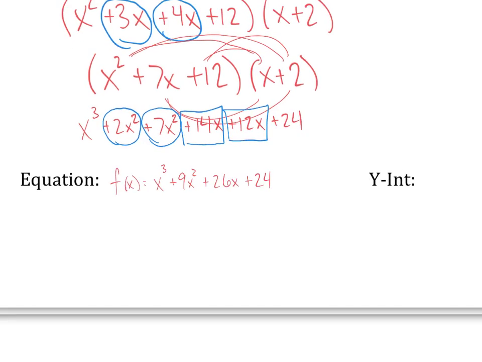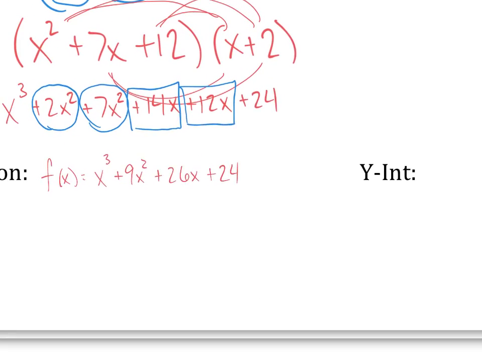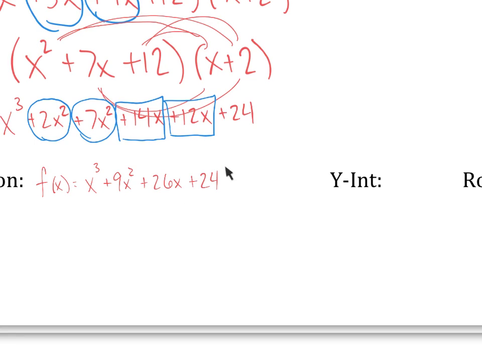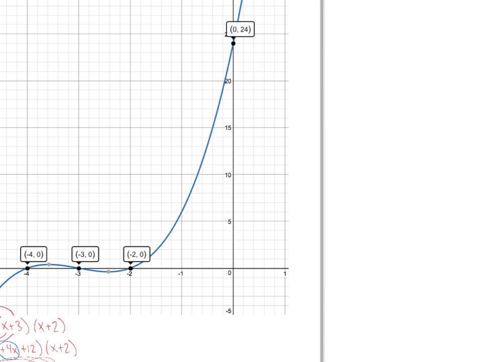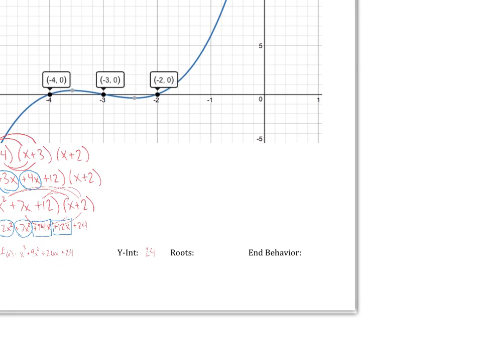Now, from this equation, we can determine the y-intercept. Remember, our y-intercept is whatever the constant is that's on the end. So the y-intercept in this case is 24. But we wouldn't have to necessarily just look at the equation here because we're actually given the graph. We can see that it's 24 because that's where our function crosses the y-axis. So 24 is definitely our y-intercept if we choose to check it that way. The roots, well, we had those from the start. So our roots are x equals -4, -3, and -2. And the last thing is the end behavior.